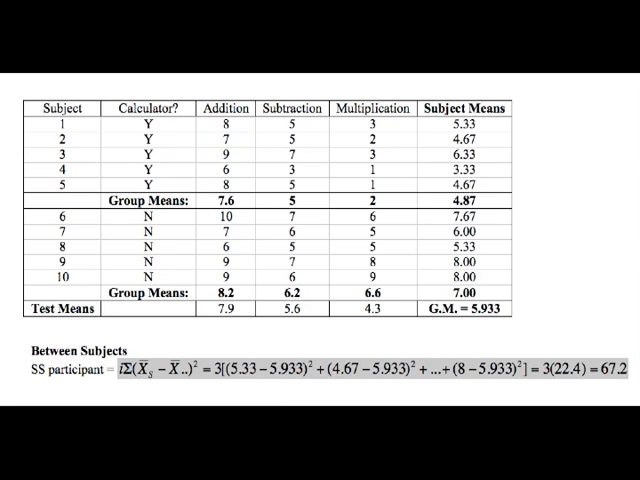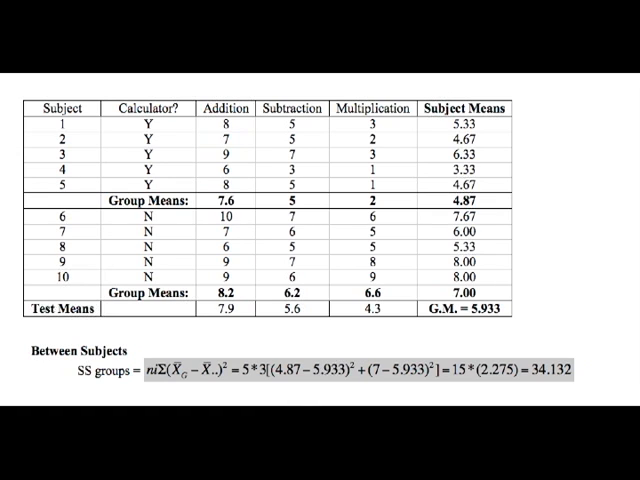Now to do this, we take each of the subject means and subtract the grand mean from it, square that, and then sum them all up. Then we take that sum and multiply it by I, which is the number of treatments. So there's addition, subtraction, and multiplication, so that's 3. We work that all out, and we get a sums of squares participants for between subjects of 67.2.